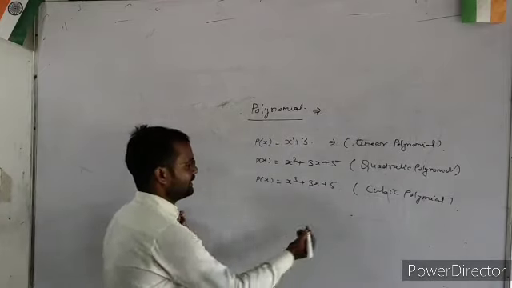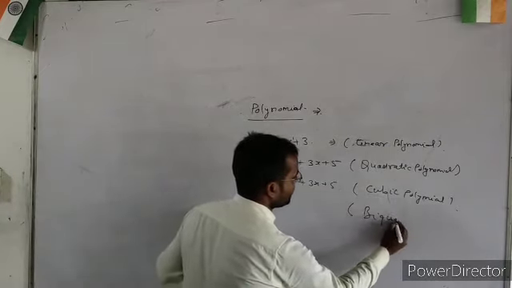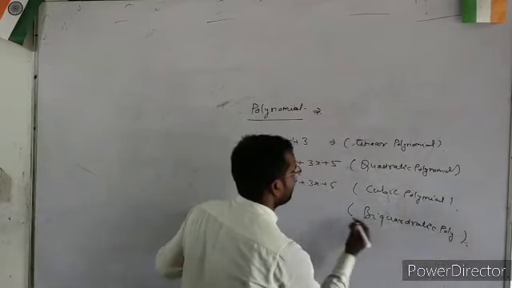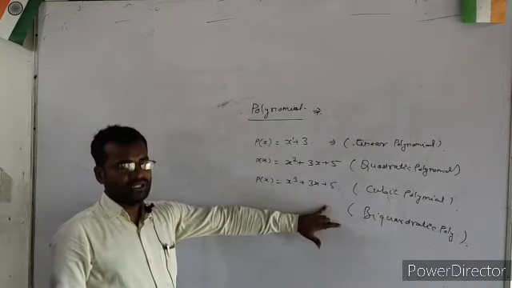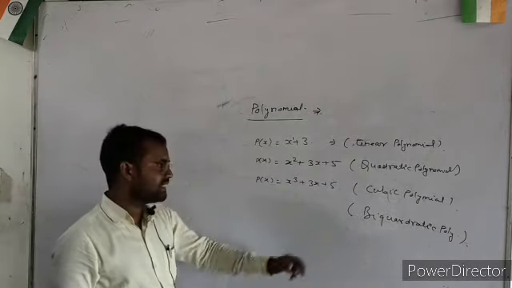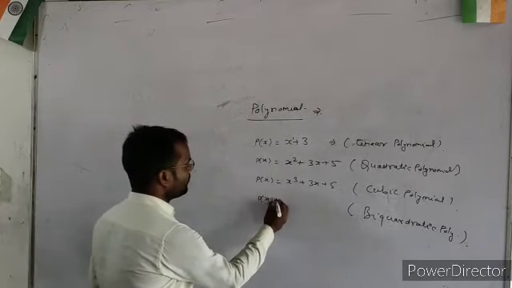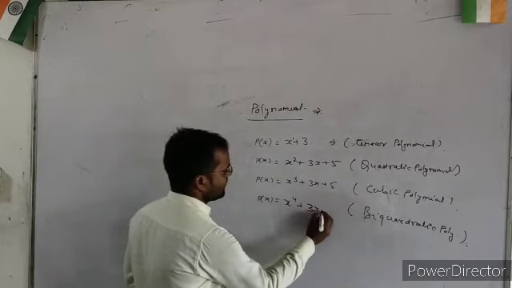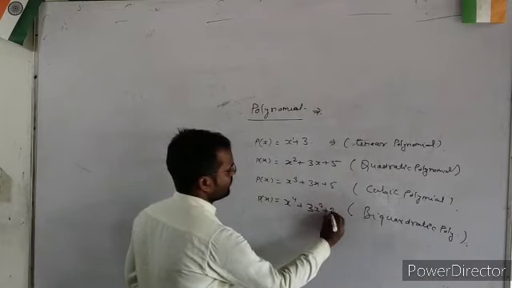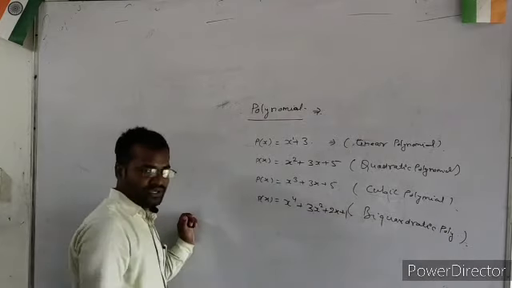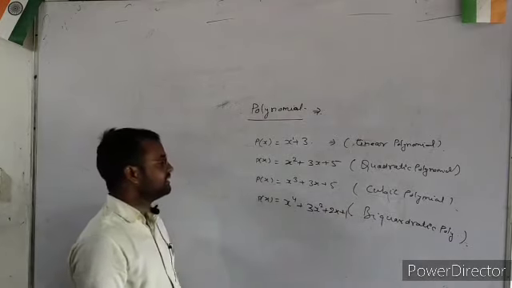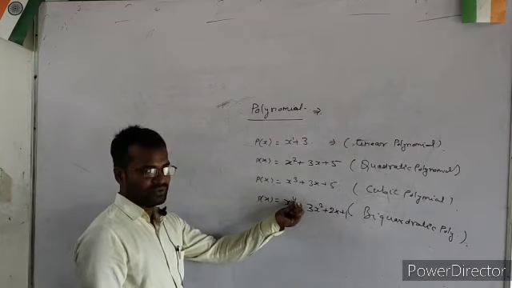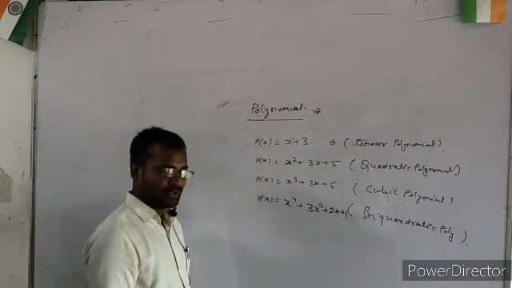Third is biquadratic polynomial. This type of polynomial contains degree 4. As an example, see that p(x) is a polynomial of x, that is x to the power 4 plus 3x square plus 2x plus 1, such as. Students, we will see that here the degree of the polynomial is what here? The maximum degree is what here? 4. That is what? Biquadratic polynomial.